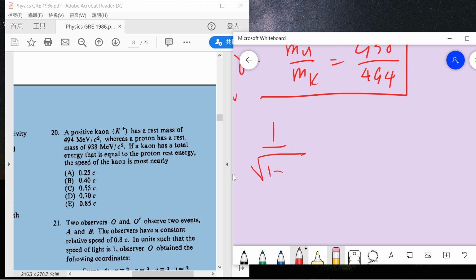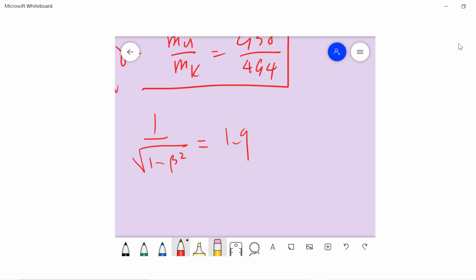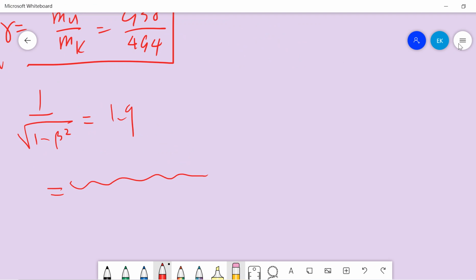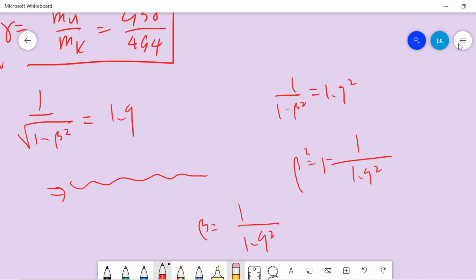So we have this, and this is close to 1.9. You can compute by yourself. Okay, so our goal is to solve beta. So we have 1 minus beta squared equals 1 over 1.9 squared, and the beta squared is 1 minus 1 over 1.9 squared. So beta is the square root of 1.9 squared minus 1, over 1.9.